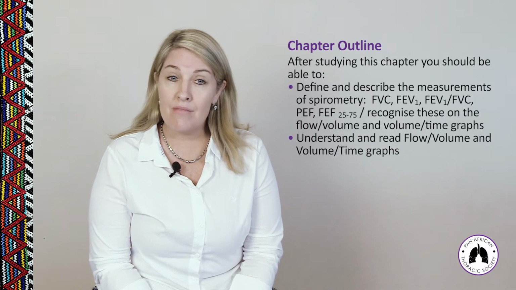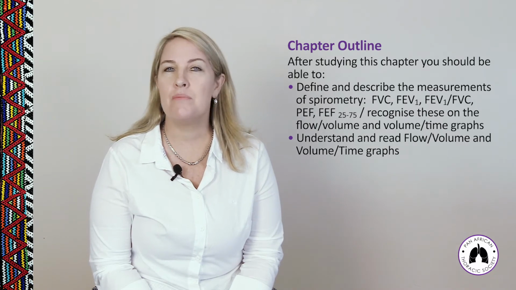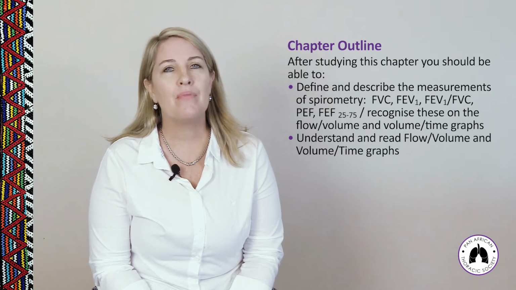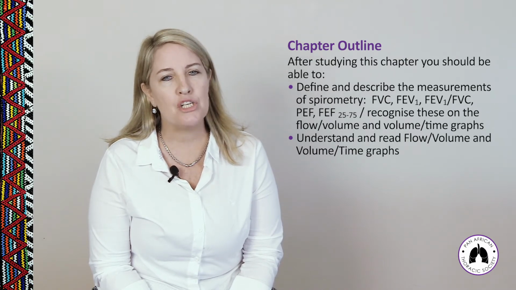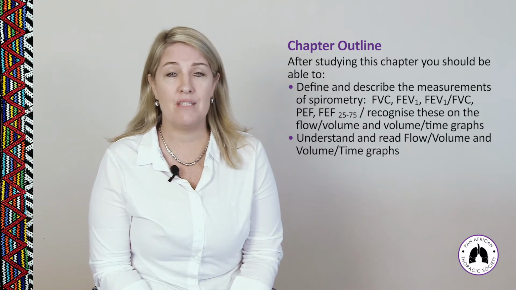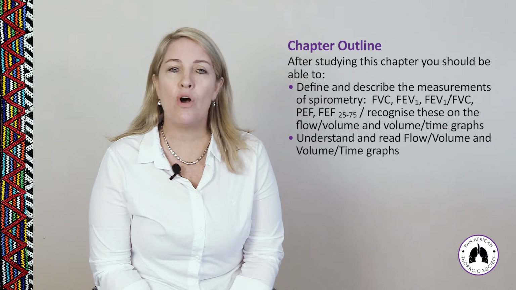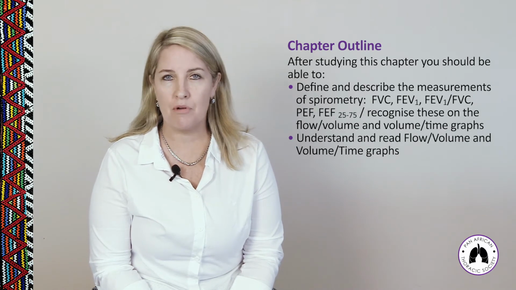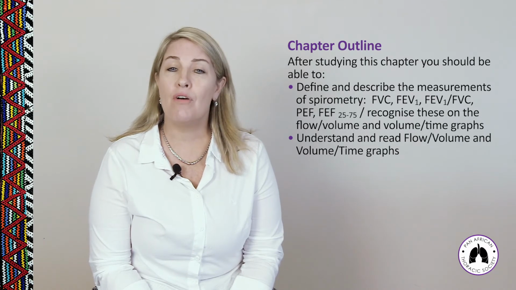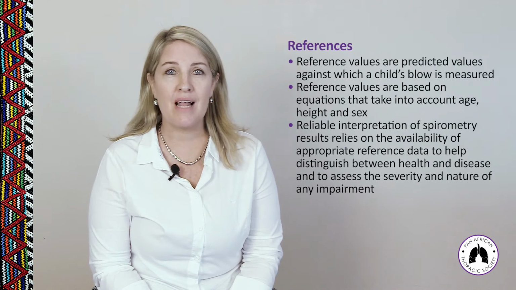So at the end of this chapter, you should be able to define and describe each of the key measurements of spirometry, being the FVC, FEV1, FEV1 to FVC ratio, the PEF, and the FEF 25 to 75. You need to be able to recognize each one of these on flow volume and volume time graphs. You need to understand and read flow volume and volume time graphs. Let's start with reference values.